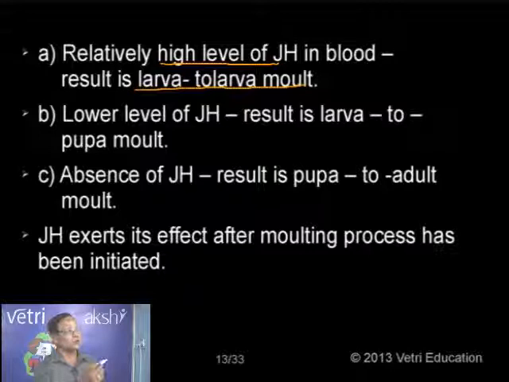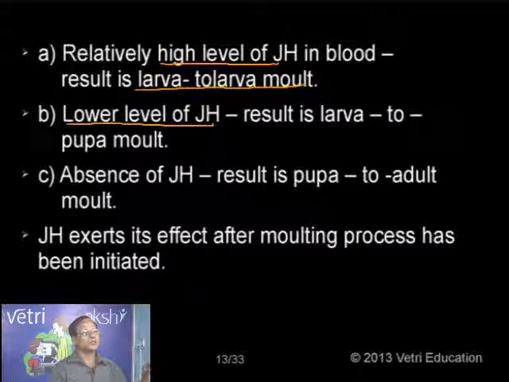Suppose you have a lower level of this JH, it results in larva to pupa, and the next stage becomes possible. If this hormone is absent, then metamorphosis proceeds, the shedding of the molting cuticle takes place, and the shedding of the larval tissues also occurs because of the effect of ecdysone. Then the pupa molts into adult. So, higher level, larva to larva. At lower level, larva to pupa. With complete absence of this hormone, the molting process occurs and metamorphosis proceeds further, resulting in the formation of the adult.